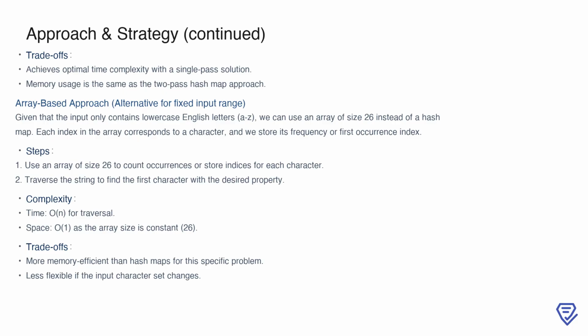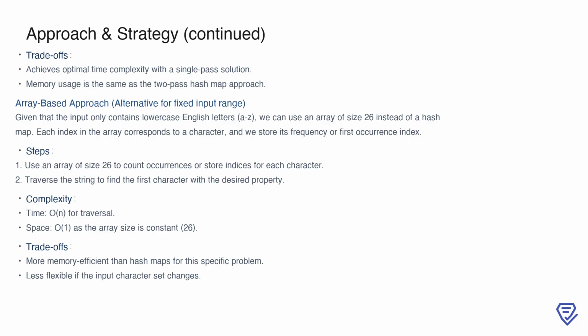Another alternative, specifically tailored to this problem, is the array-based approach. This method leverages the fact that the input only contains lowercase English letters, meaning we can use a fixed-size array of 26 elements instead of a hash map. Each index in the array corresponds to a letter, and we either store its frequency or the index of its first occurrence. The process involves 2 steps. First, traverse the string to populate the array with the required information, and second, scan the array to find the first character with the desired property.